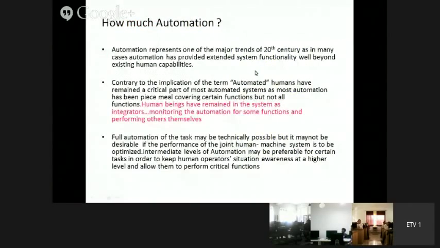How much automation? Now, it is a point to be debated, that if you require automation, how much automation do you require, right? Automation represents one of the major trends of the 20th century, as in many cases, automation has provided extended system functionality well beyond existing human capabilities.